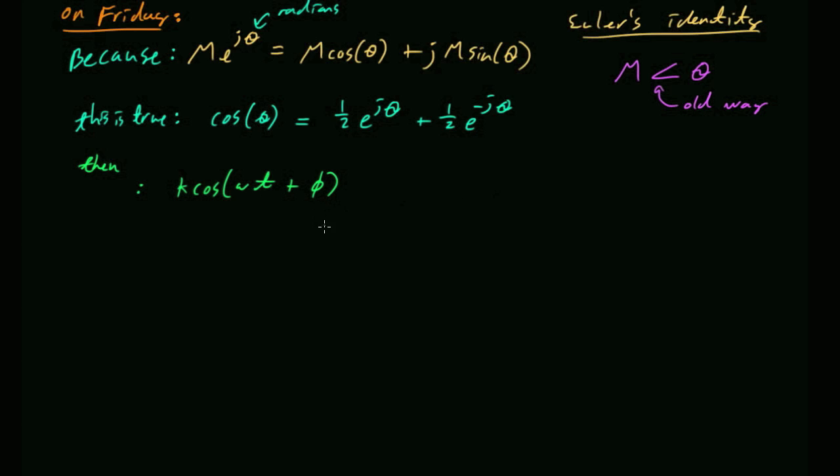Well, if this is true up here, then we said that this must equal k over 2 e to the j phi times e to the j omega t, plus k over 2 e to the minus j phi e to the minus j omega t. We derived that in class at the end of class on Friday.